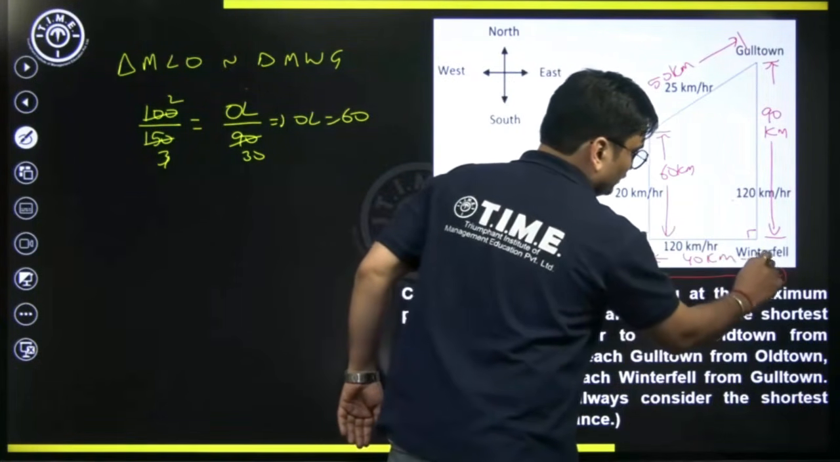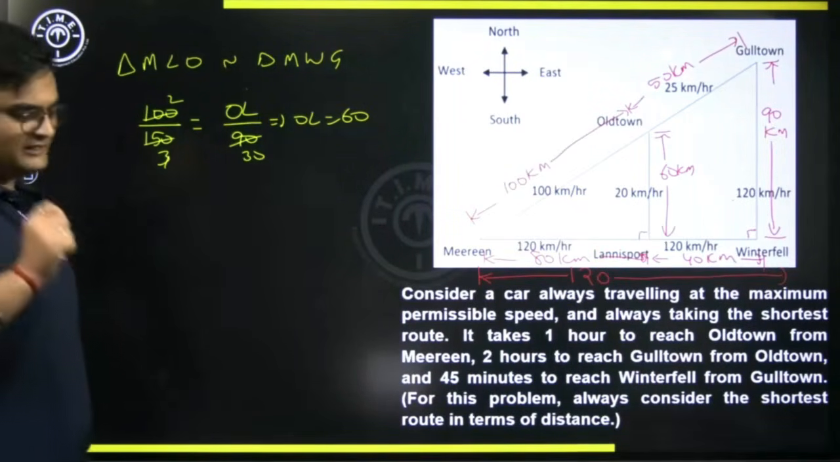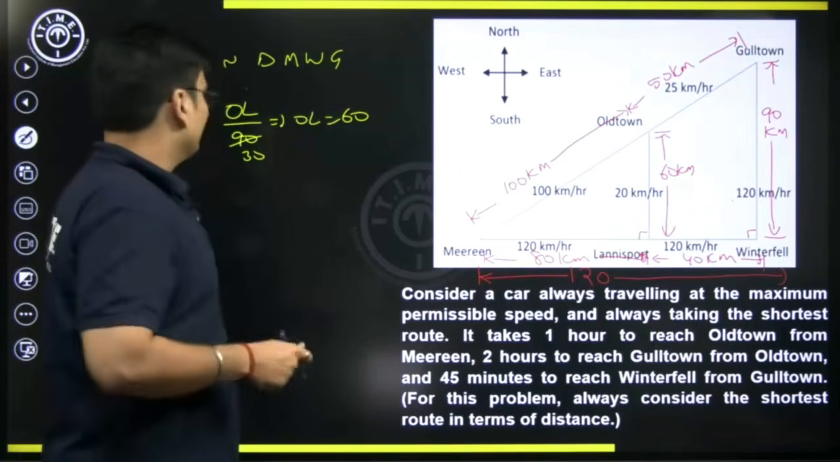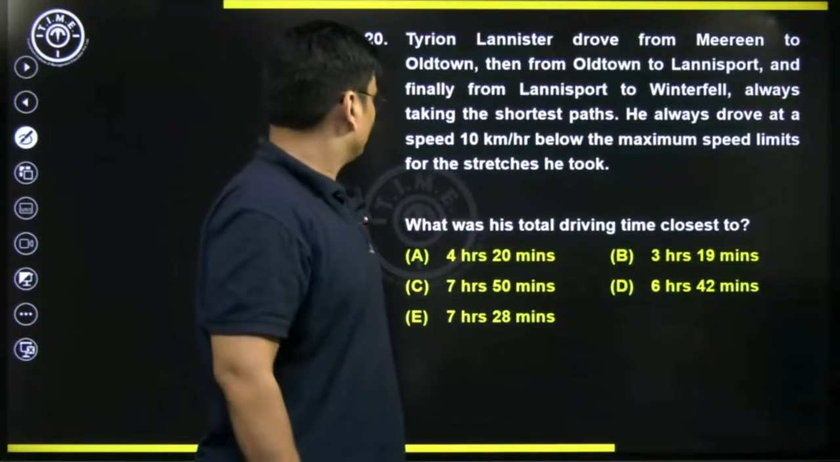So now we know all the distances between any pair of cities which are connected by road. Now we know all the distances. What we shall do now is, let's start with the questions.